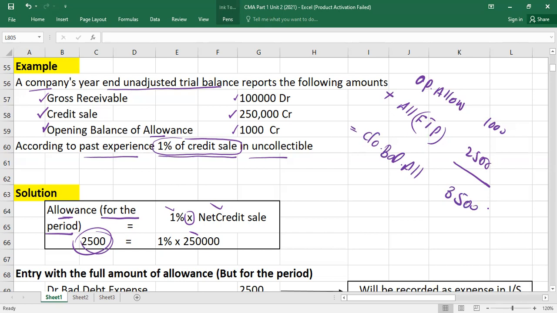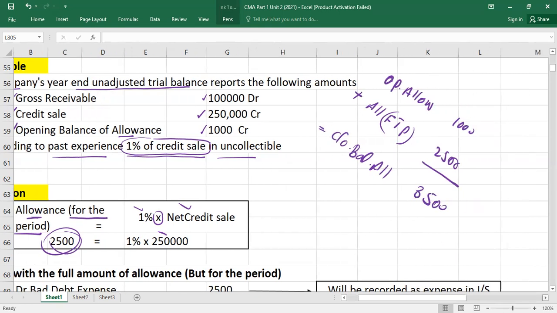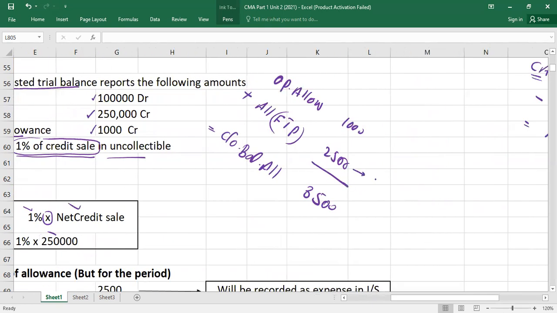Understood? Now we have to complete the entry also. This value will be taken as expense to the income statement. And you have to record this entry if he asks you the question. Debit credit loss expense by 2,500. And you have to credit what? Allowance for receivables, 2,500. Actually, this amount you are transferring to the allowance ledger. That is where we added it, right?